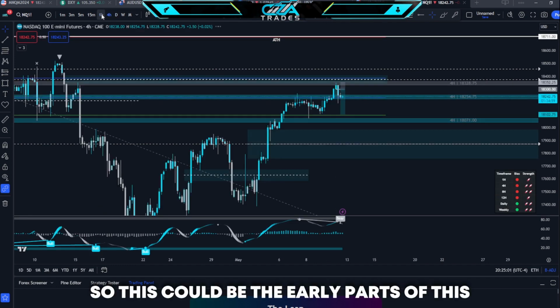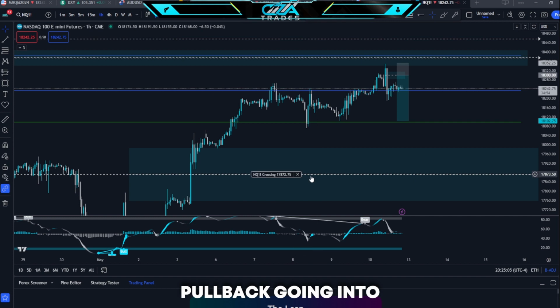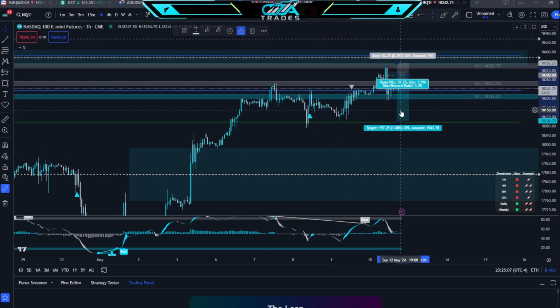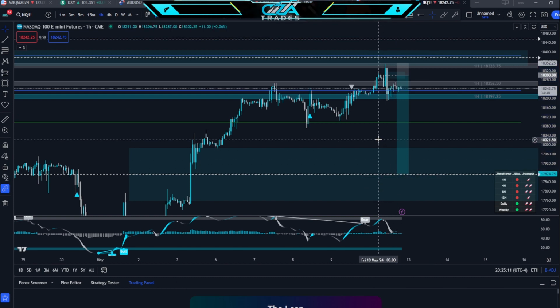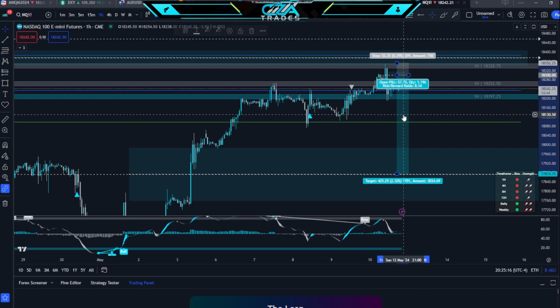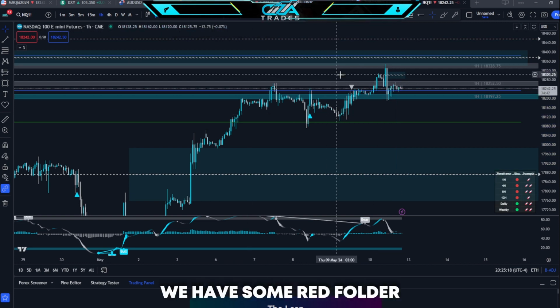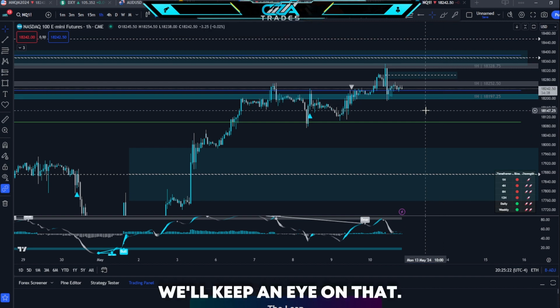So this could be the early parts of this pullback going into the zone right over here. If I were to take the full take profit here, that's like an 8 to 1. But we're not targeting that. We're targeting like 2 to 1s. So just be very careful with the price action. We had some red folder news this week as well. That might actually just continue dumping. We'll keep an eye on that.